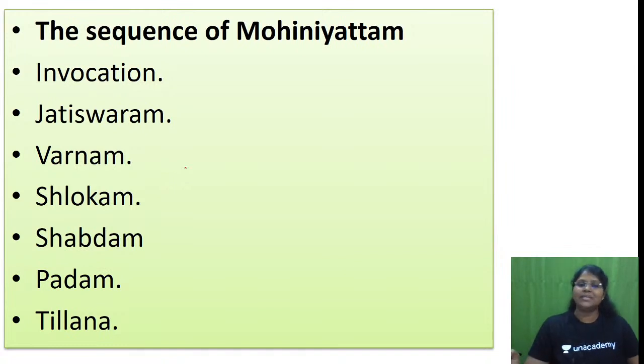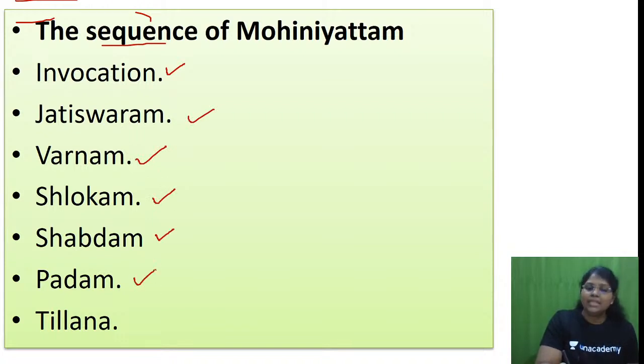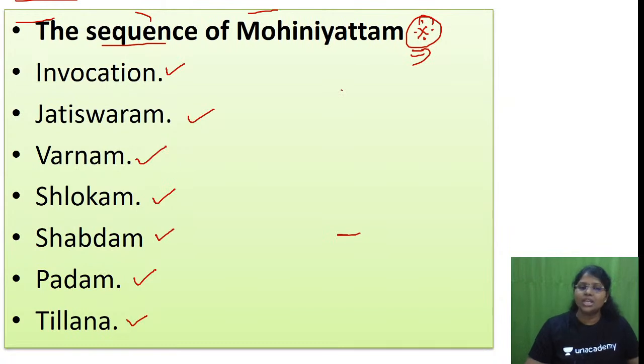Four classical dances have been completed in part one. So what is the sequence of Mohiniyattam? Of course, invocation, like in Bharatanatyam. What is invocation in Bharatanatyam? Alaripu. Then we also had Jatiswaram, Varnam, Shlokam, Shabdam, Padam, Tillana. So this is the sequence of Mohiniyattam. For all classical dances, you have to give importance to the sequence. The sequence is invocation, Jatiswaram, Varnam, Shlokam, Shabdam, Padam, Tillana.